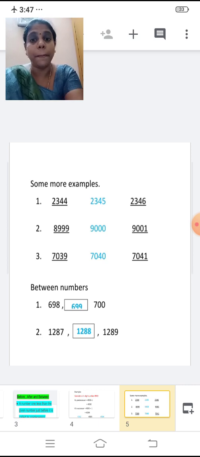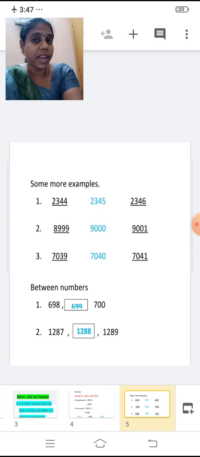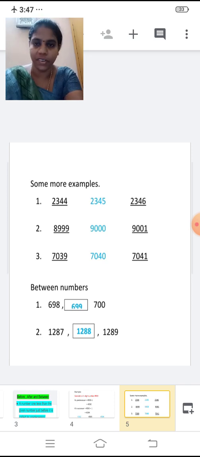Right? Now we'll see between numbers. Numbers that come between two numbers. We are going to find out the between numbers now, shall we? First one is 698 and 700. What number will come between these two numbers? Yes, 699. What comes between 698 and 700? 699. Yes, 698, 699, then 700, right?